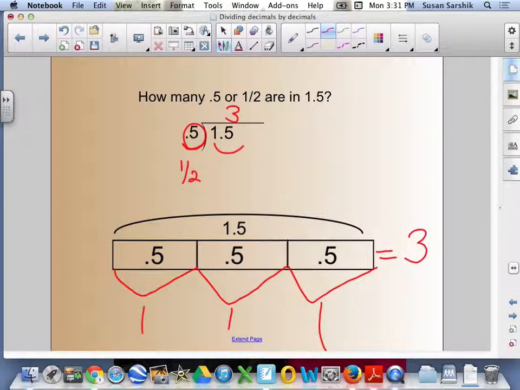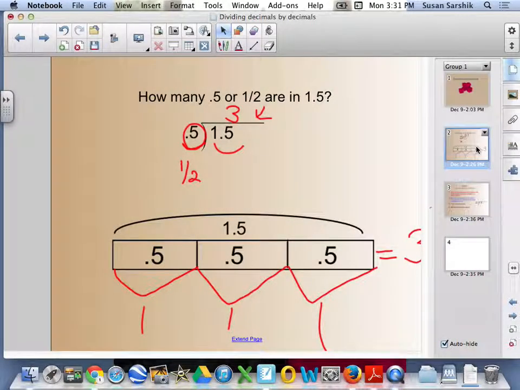Now you look at yourself and you say, how do we get an answer of 3 in a problem like that? How is it that the quotient is larger than either the divisor or the dividend? Well, we're asking how many of a piece, 0.5 halves, are in 1 1/2. How many halves are in 1 1/2? Thinking about it that way, you can see that the answer would be a whole number.